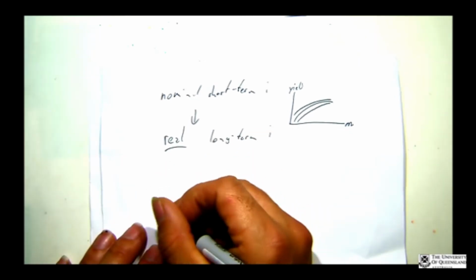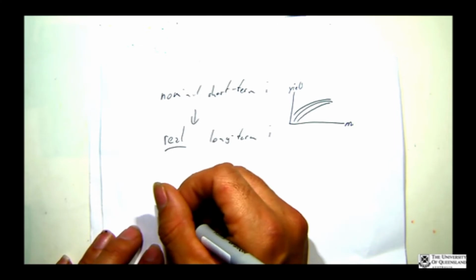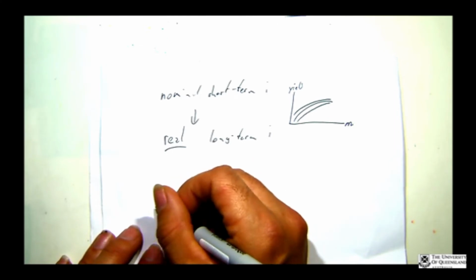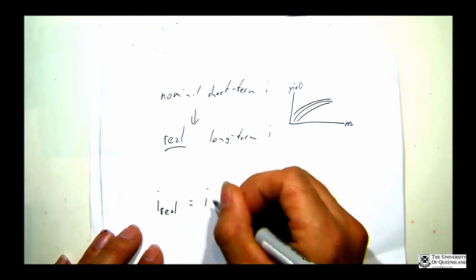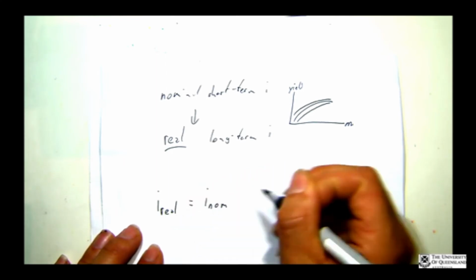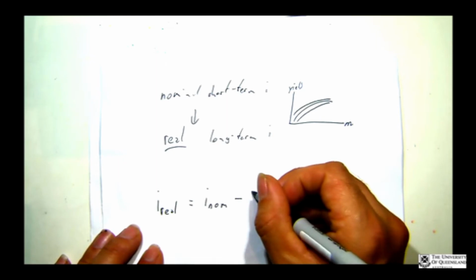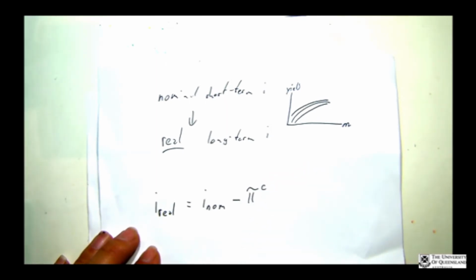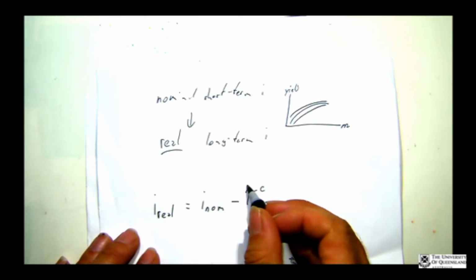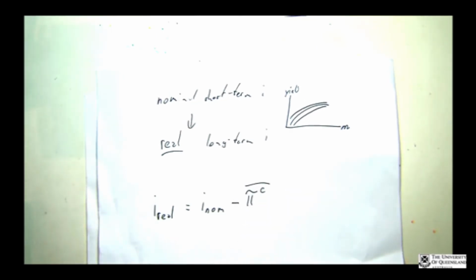So we have the equation here. It's also called the Fisher equation. Real interest rate equals nominal interest rate minus the inflation rate, and we can write here expected inflation rate. And I'm just claiming now people have a pretty set expectation of inflation rates. In Australia it would be like between 2 and 4% most people expect.